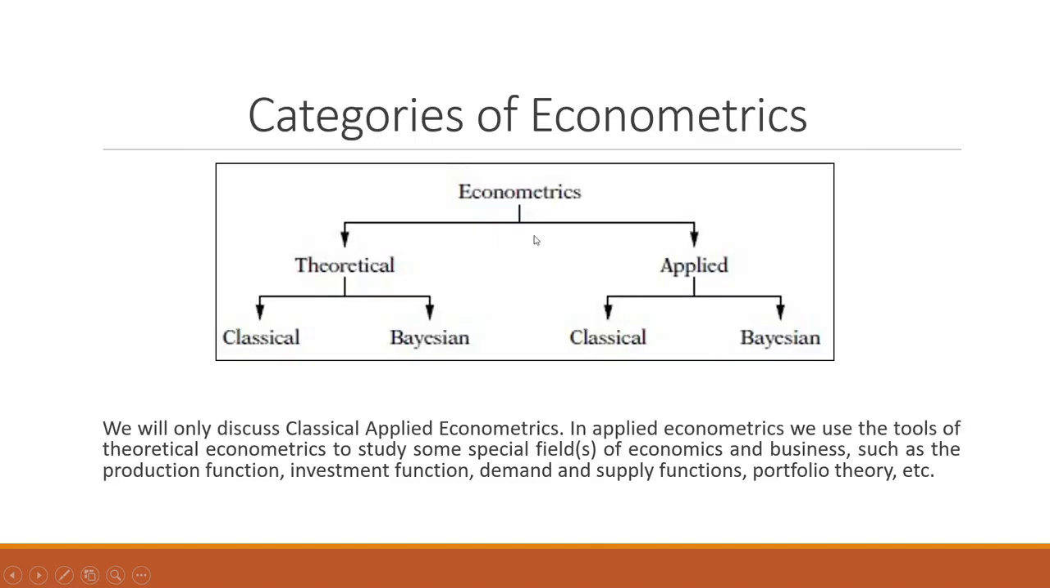Now econometrics can be divided into theoretical and applied. Again, theoretical can be classified into classical and Bayesian. Applied can be classified into classical and Bayesian. We'll only be talking about classical applied econometrics. In applied econometrics, we use the tools of theoretical econometrics to study some specific fields of economics and business, such as production function, investment function, demand and supply function.